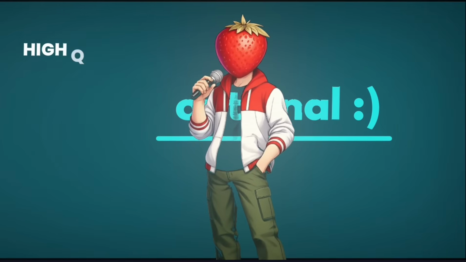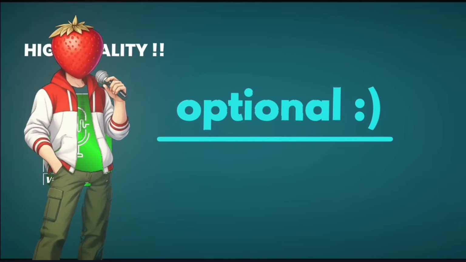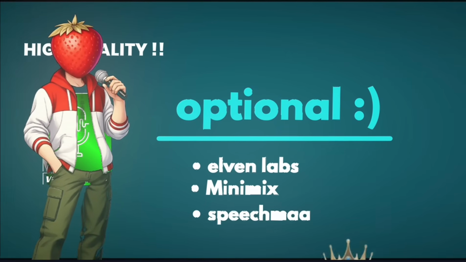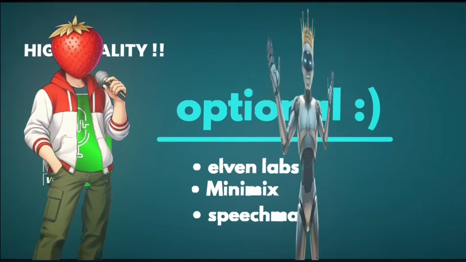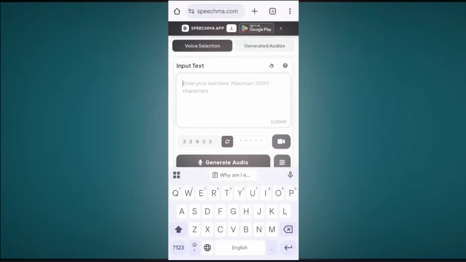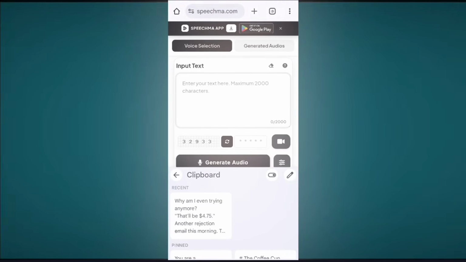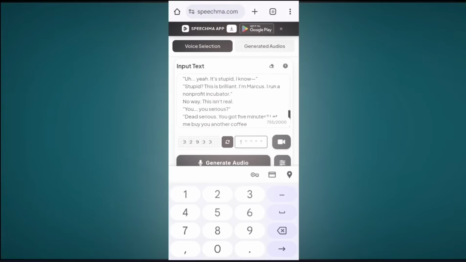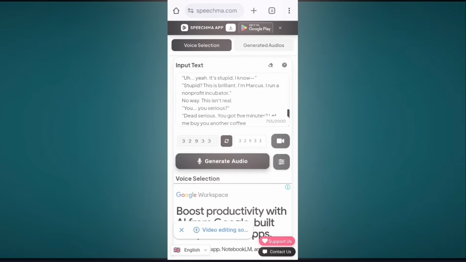You can also generate high-quality voiceovers using tools like 11 Labs, Minimax, Speechma, or any other AI voice platform that offers natural sounding models. In this video, I'll keep it simple and use 11 Labs. Open 11 Labs and paste your final script into the text box. From the list below, choose a voice model that fits the Wajak style, then click Generate.